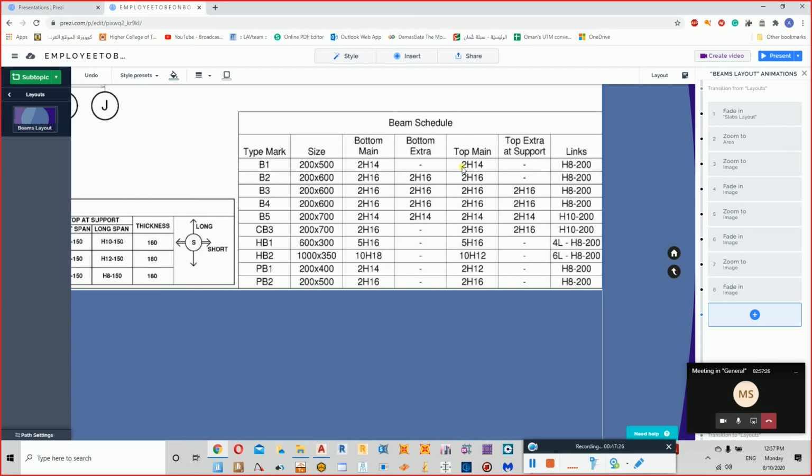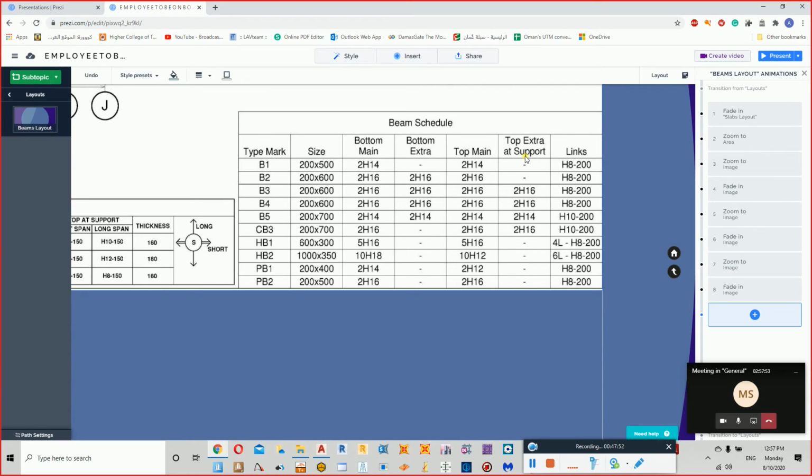Why is it main? Because we have other things like extra, and we have links. So main reinforcement is 2 bars of 14 between the supports. At the support, we have 2H14, so 2 bars of 14 diameter. Now what does it mean, the bottom extra and the top extra?